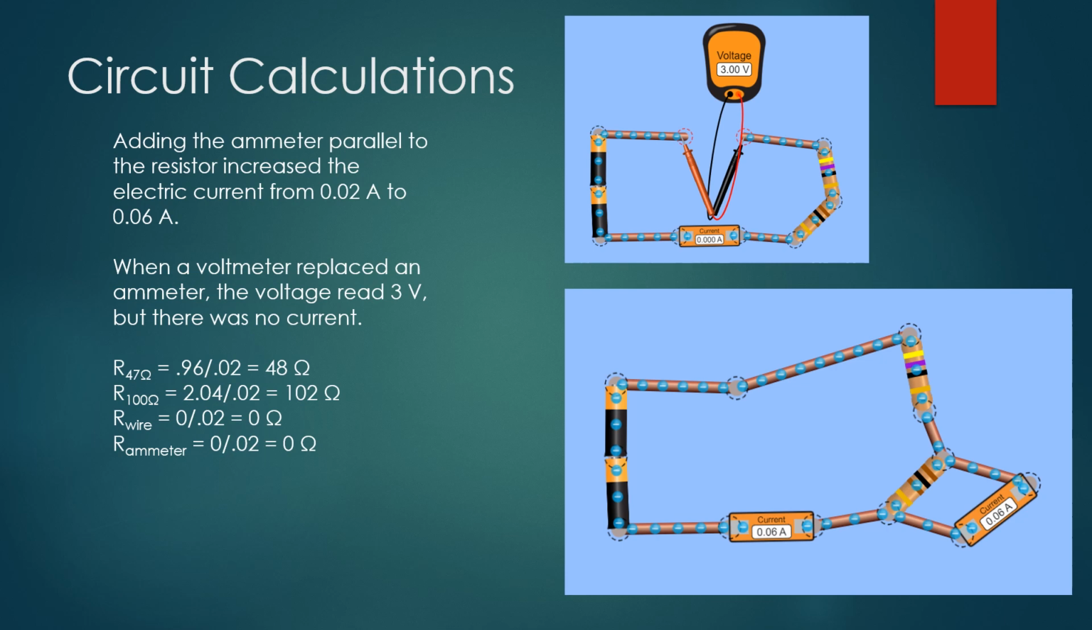One of the main observations from this experiment was that adding the ammeter parallel to the resistor increased the electric current from 0.02 amps to 0.06 amps. And when a voltmeter replaced an ammeter, the voltage read 3 volts, but there was no current. The calculated resistance for the 47 ohm resistor was 48. For the 100 ohm resistor, it was 102. For the wire and ammeter, it was found that there was 0.